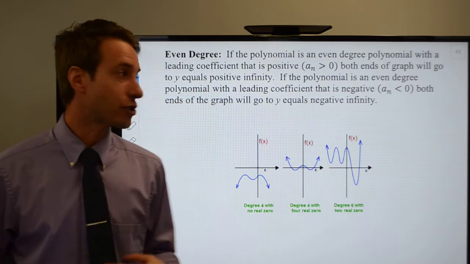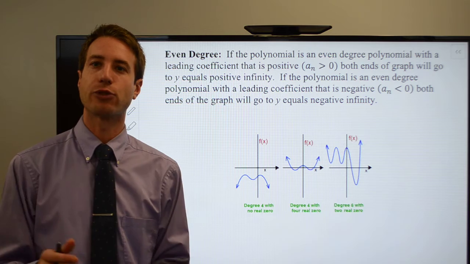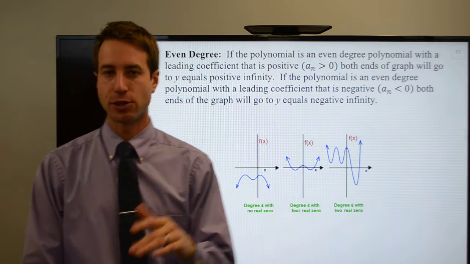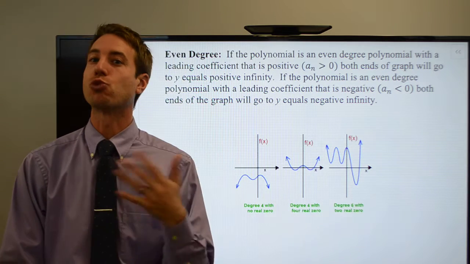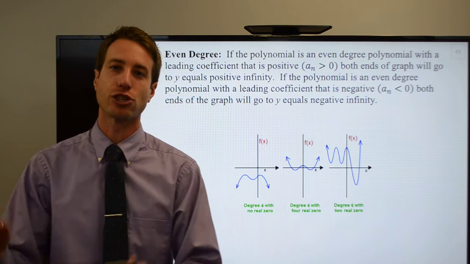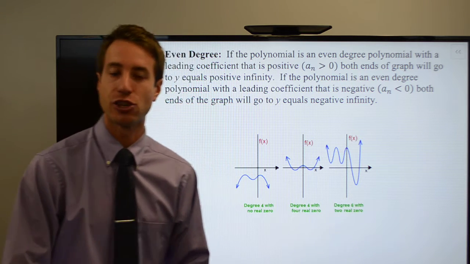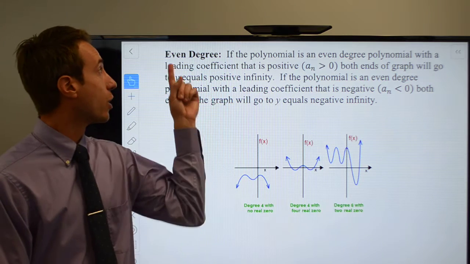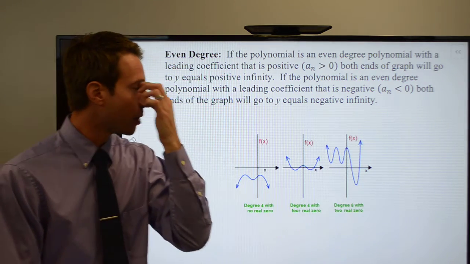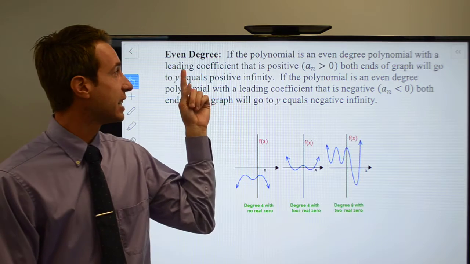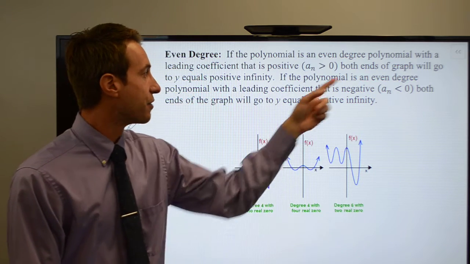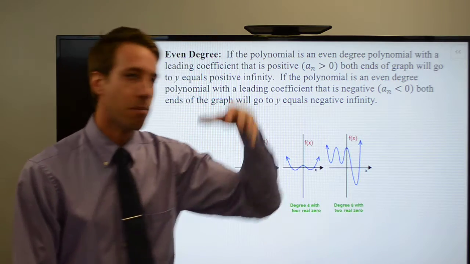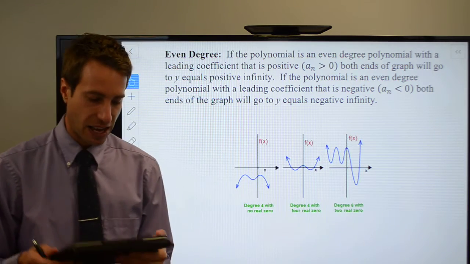Hi guys, welcome to this page of the notes, and again what we're doing here is we're just running through some general trends when it comes to graphing polynomials. This giant paragraph right here essentially just restates everything you just saw in the last page of the notes in that chart where you have an even degree polynomial, and what it simply says is if the leading coefficient is positive, both ends will go to positive infinity. If the leading coefficient is negative, both ends will go to negative infinity.